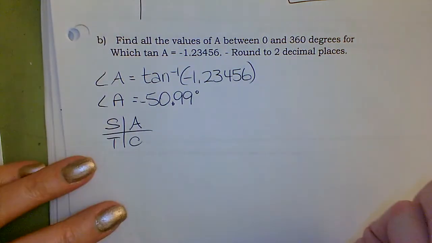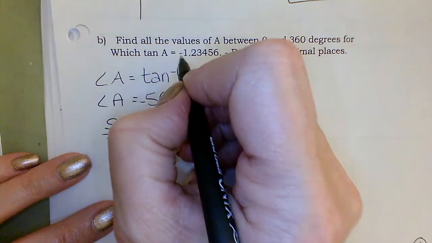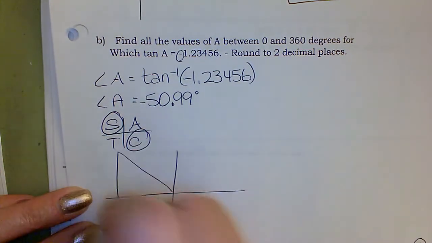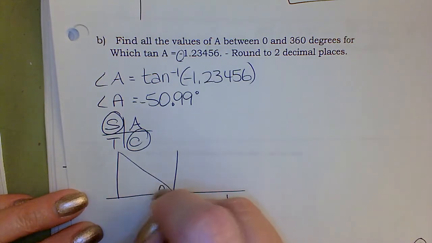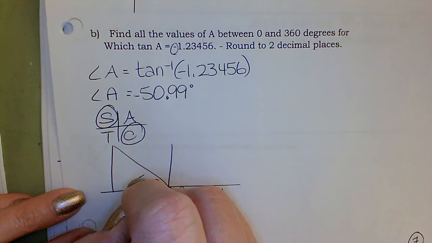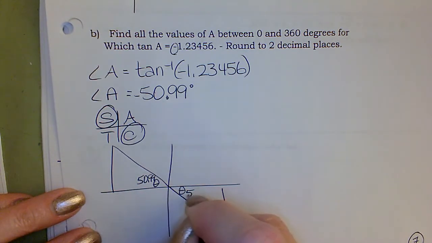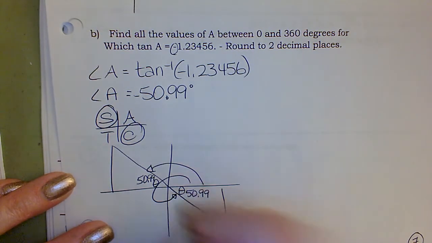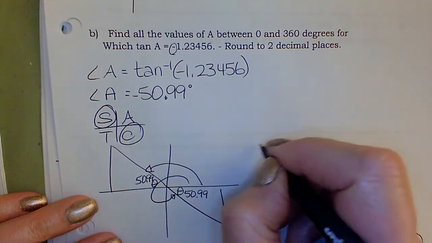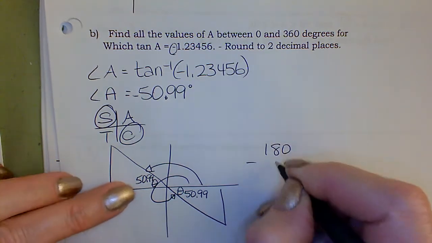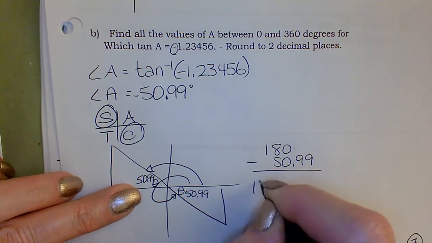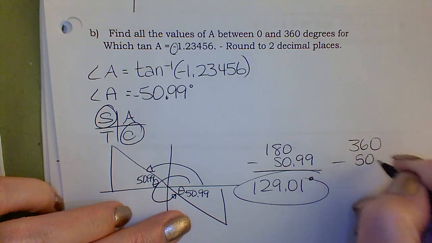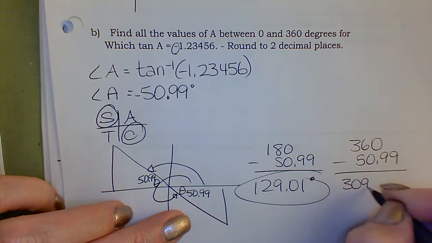But it is a reference angle too, and it tells me that I need tan to be negative. So that puts me here and here. Theta is there, or angle A, I guess. So that tells me that these are 50.99 and 50.99. I need that angle there, and I need that angle there. So one of them is 180 minus the 50.99, giving you 129.01. And the other one is 360 minus 50.99, 309.01.